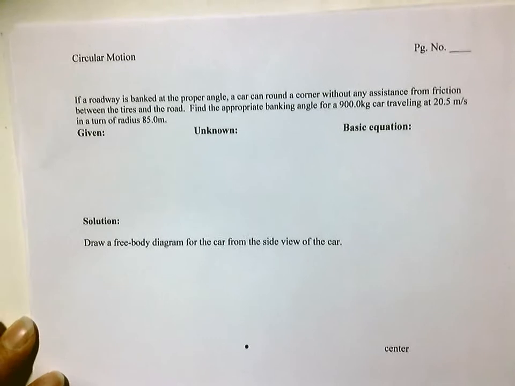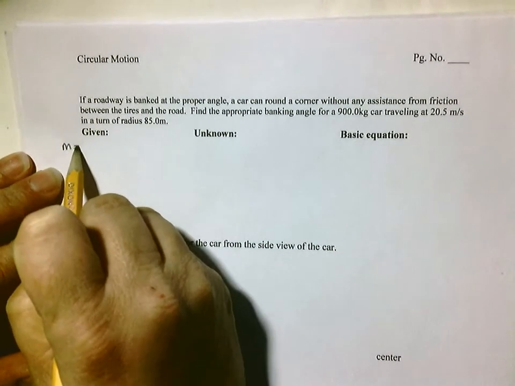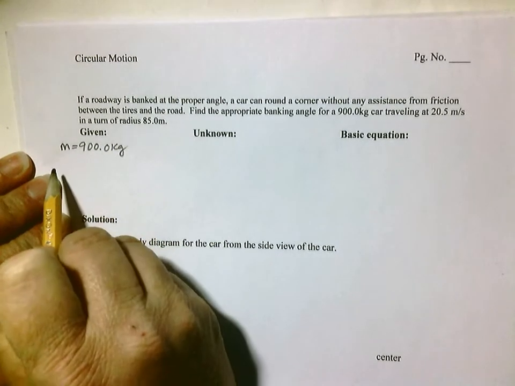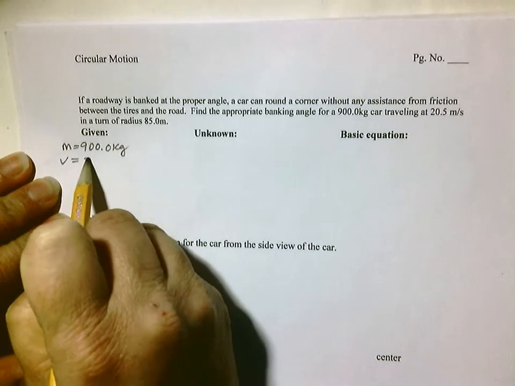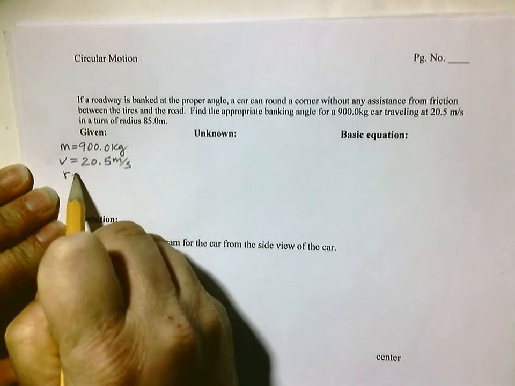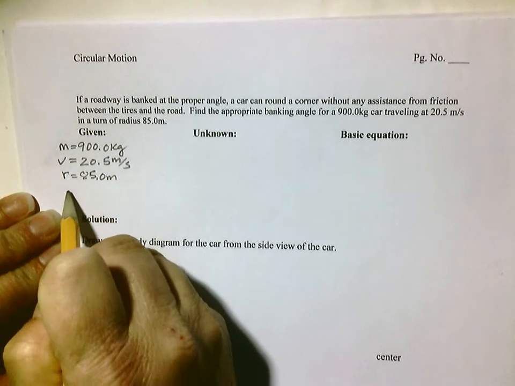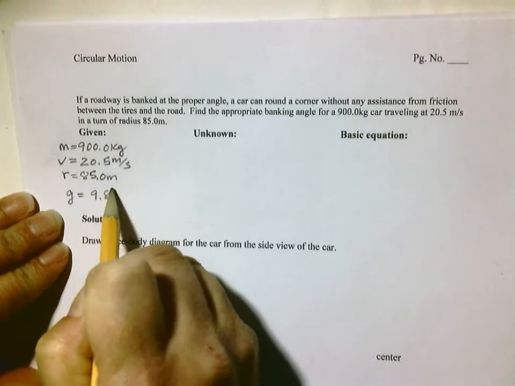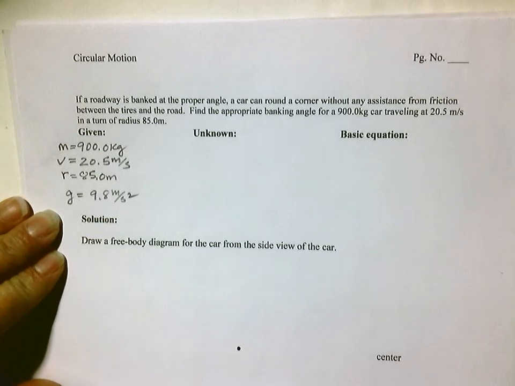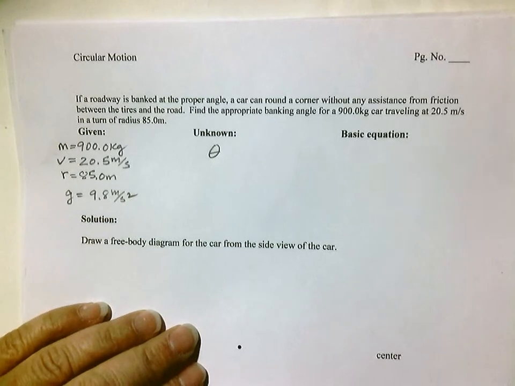So let's go ahead and write down our given information. We know that the mass of the car is equal to 900.0 kilograms. The speed of the car around the curve is 20.5 meters per second. The radius of the curve is 85.0 meters. And we know the acceleration due to gravity is 9.8 meters per second squared, and that's the magnitude, not the direction. Unknown, we want to find the angle of the banked curve.